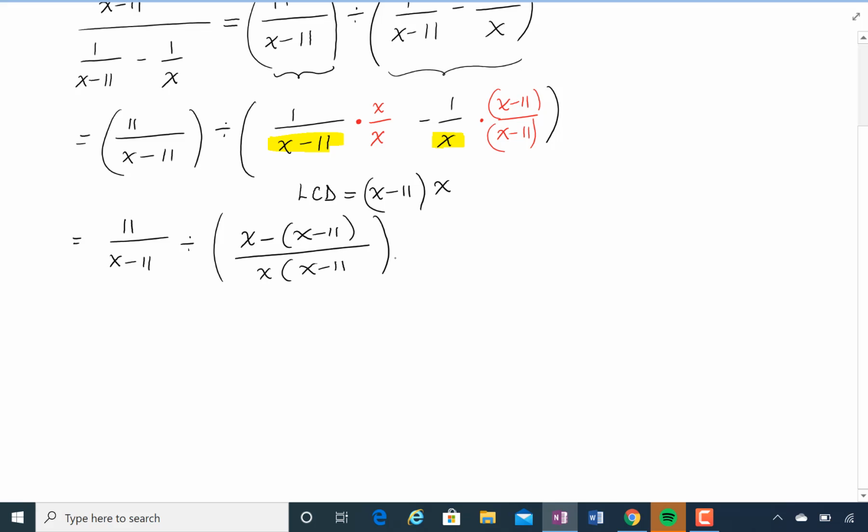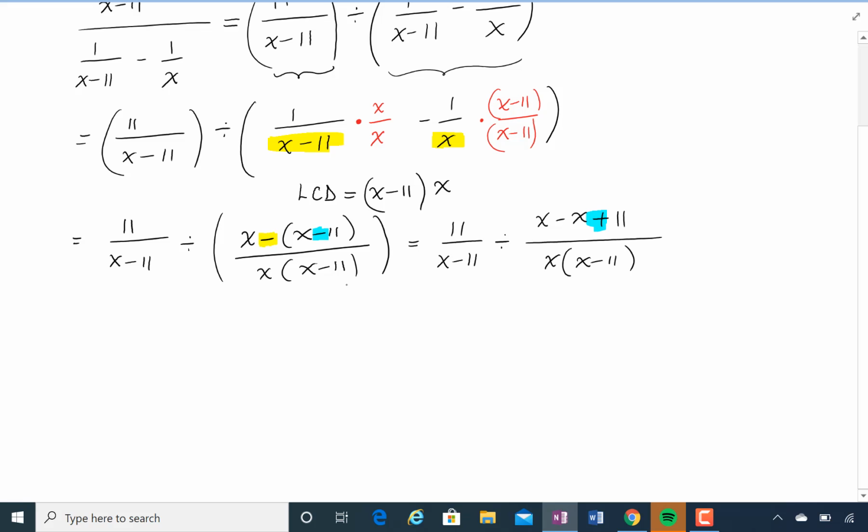So it already shows us only one fraction. I am going to simplify it. So it's x minus x plus 11, right? This negative here changes all the signs inside. So this negative is going to become positive, over x times x minus 11.